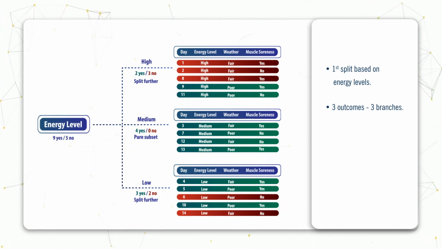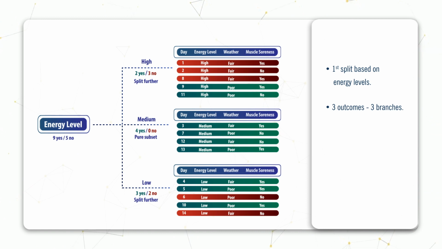Similarly, there were four observations which had an energy level of medium. So all these get grouped together in one branch also. And out of these four, she went for a run every time. So because this branch consists of all yeses, we call this a pure subset. And then finally, if energy levels are low, then we have three yeses and two noes.